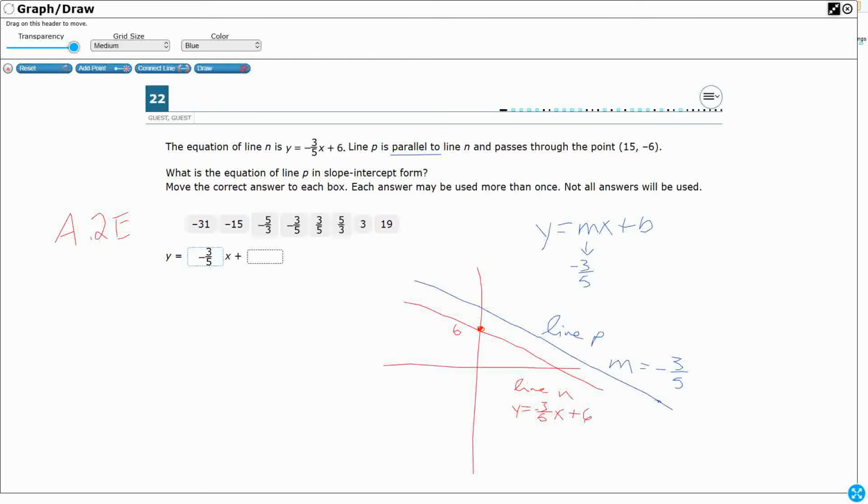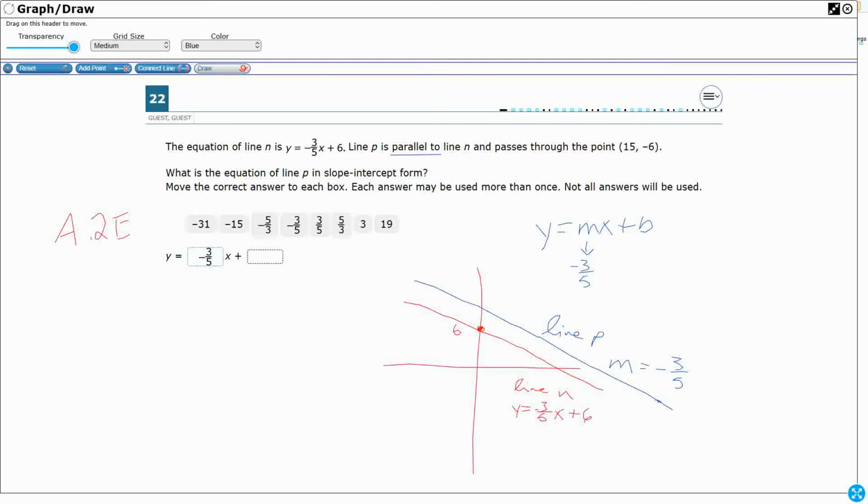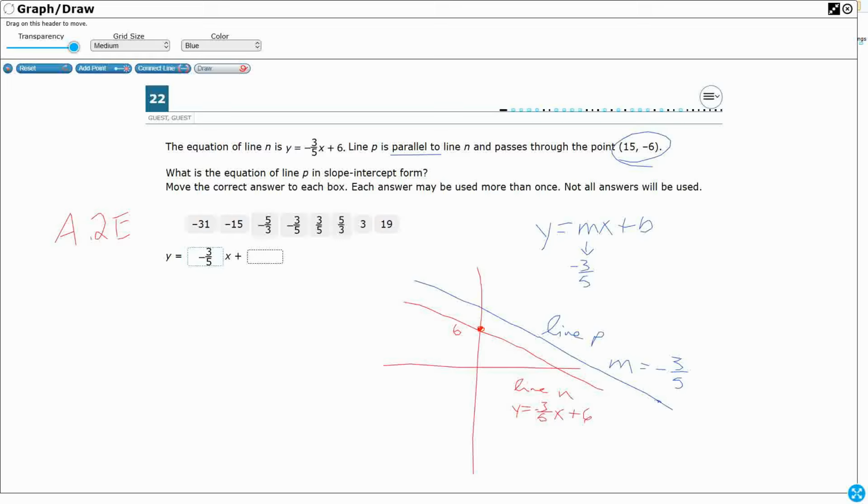I need my b. Well, I'm going to use this point that it's going through, and I'm going to plug that into my x and y, and that's going to give me 3 of my 4 variables, right? So my y equals negative 6, my x equals 15, my m is negative 3/5. The b is what I'm looking for. Well, I can simplify and solve for b. So that's going to simplify to 1 and 3, so that's going to be negative 9 plus b. Let's add 9 to both sides. That's going to be 3 equals b.